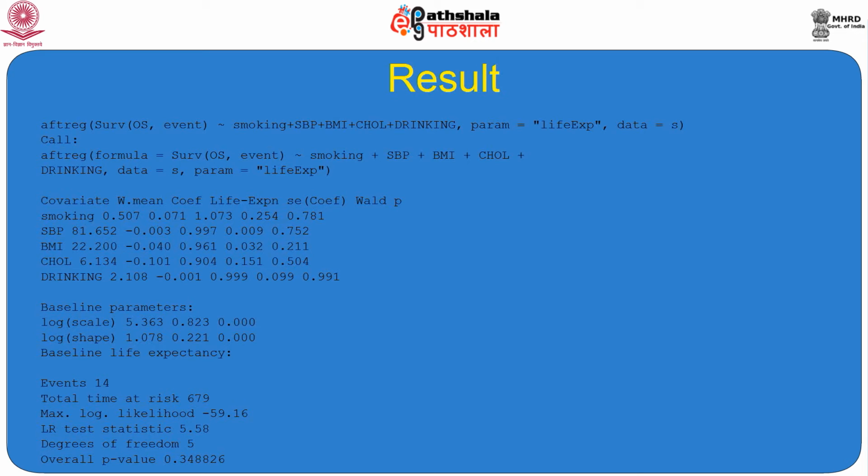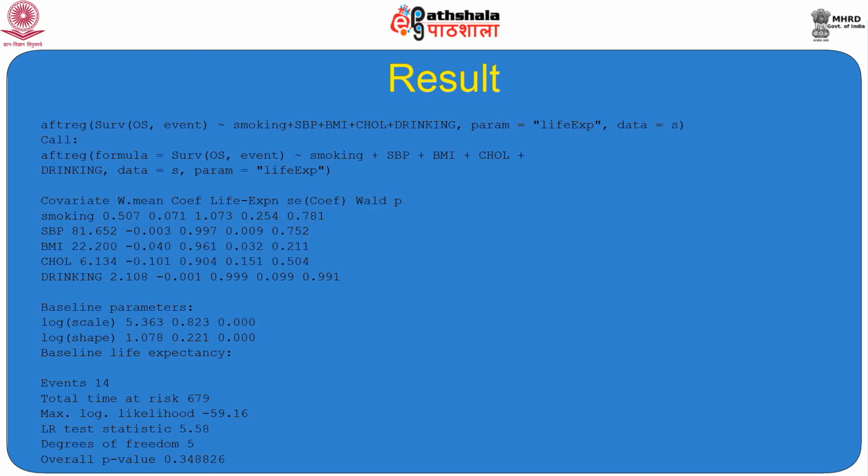For smoking you can see that the value is 0.071, for SBP it is minus 0.003, for BMI it is minus 0.040, for cholesterol it is 0.101, and for drinking it is 0.001. And the corresponding exponential values, the standard errors of the coefficients, and the Wald p-values are also coming.